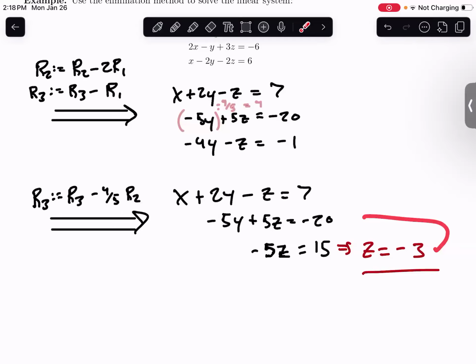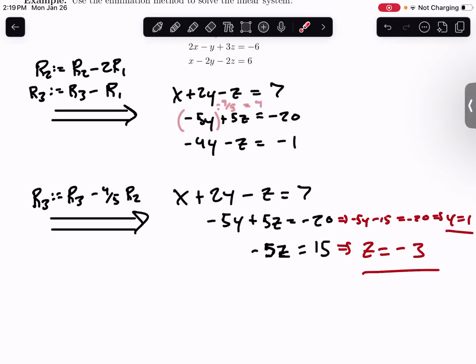And now we go to the next row. So the next row, we have -5y plus 5z is equal to -20. But now we know what z is equal to. And so now we can quickly solve for y, right? Maybe this is a bad way of doing it, there's not going to be that much space. So this is like -5y plus 5 times z, which is really -15, is equal to -20. So you add the 15 over to get -5. So -5y is equal to -5, which is going to tell you that y is equal to 1.